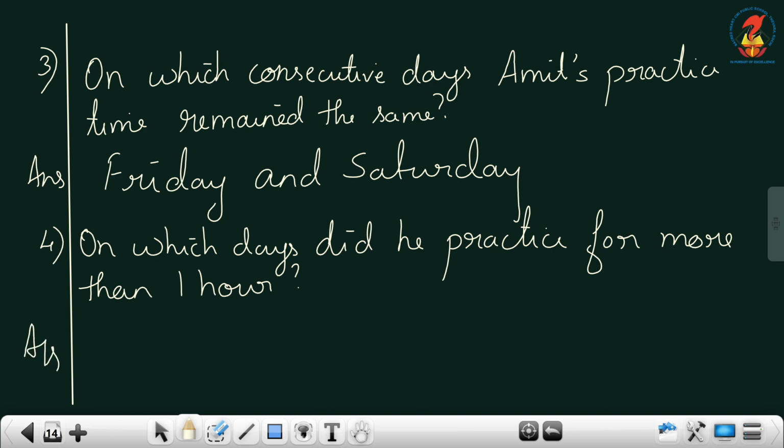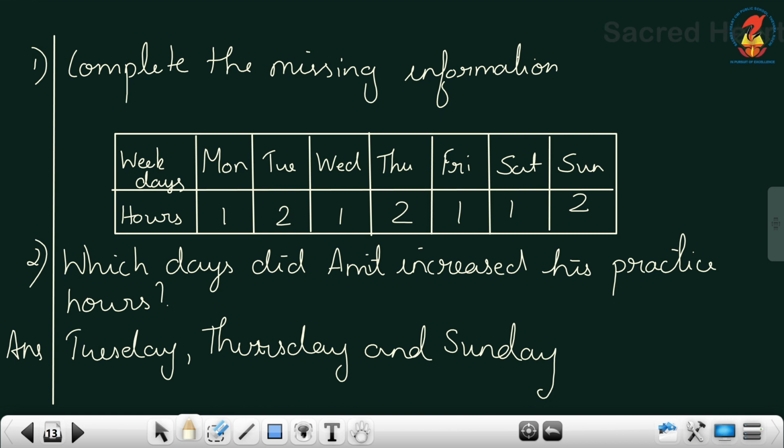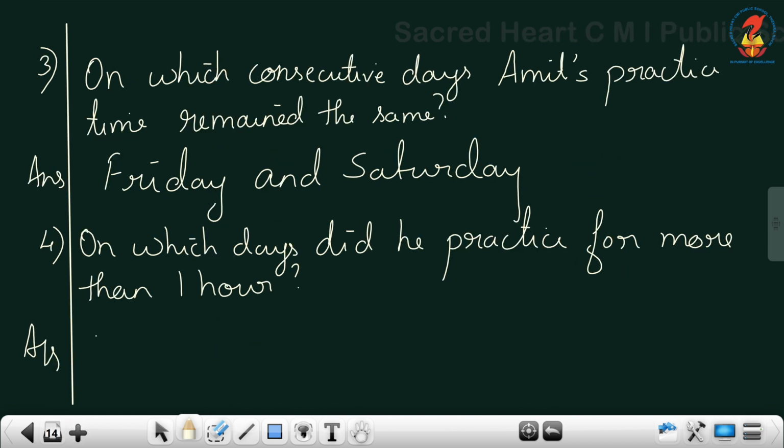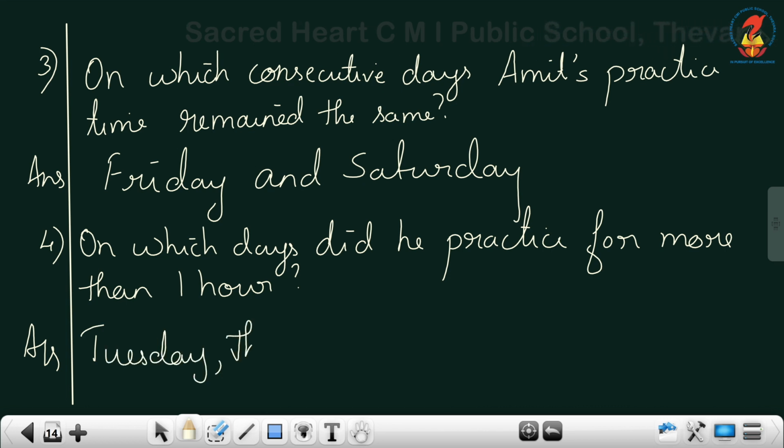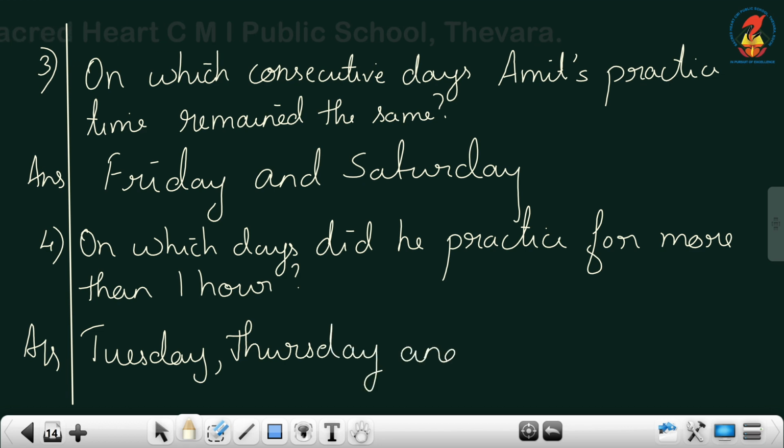Then, on which days did he practice for more than 1 hour? Same, more than 1 hour. That is Tuesday, Thursday and Sunday.